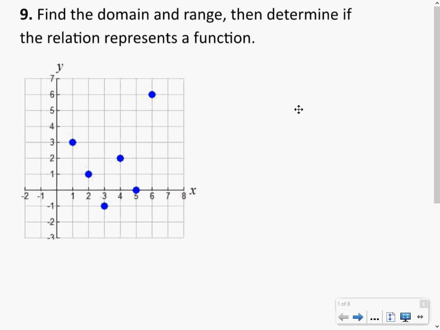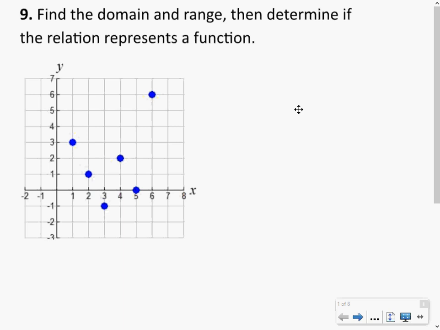Again, I'm going to go quickly through these problems. Pause, try them yourself, and then play and see if you got it right. So we're going to start off with the same kind of thing we were doing in the last video: domain, range, and then determining if the relation represents a function. So we're going to look at two of these and then do something different.